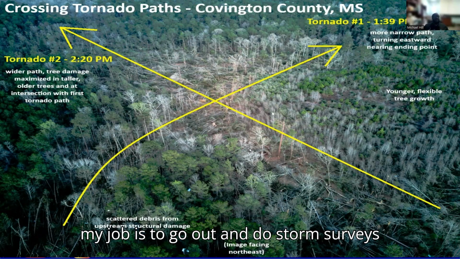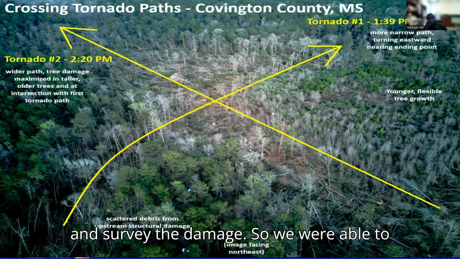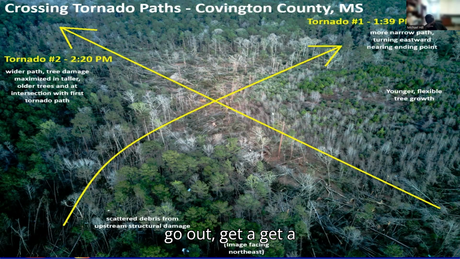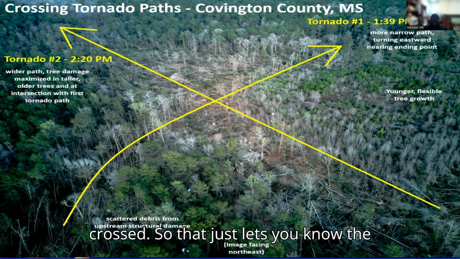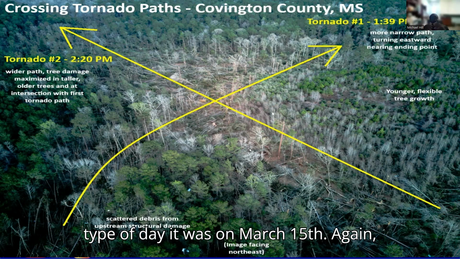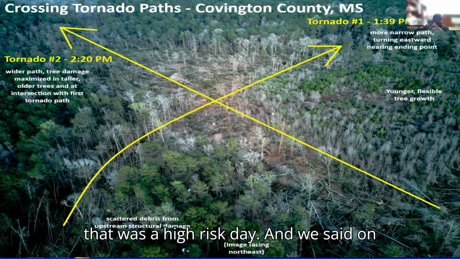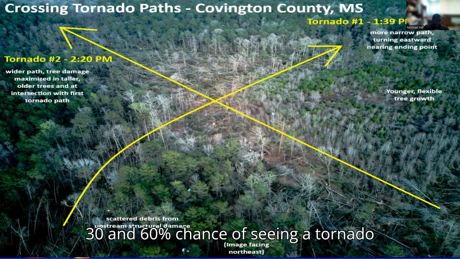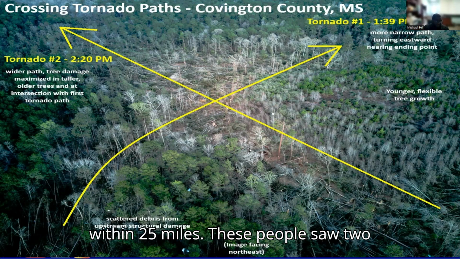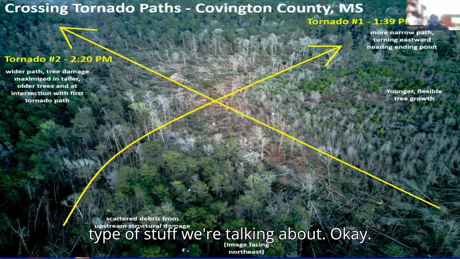And so we actually found the crossing point of these 2 tornadoes in the woods. That's part of my job, to go out and do storm surveys and survey the damage. So we were able to go out and get a picture of where these 2 tornadoes crossed. That just lets you know the type of day it was on March 15th. Again, that was a high risk day. And we said on high risk days, you have anywhere between 30 and 60% chance of seeing a tornado within 25 miles. These people saw 2 come within their area within an hour. So that's the type of stuff we're talking about.